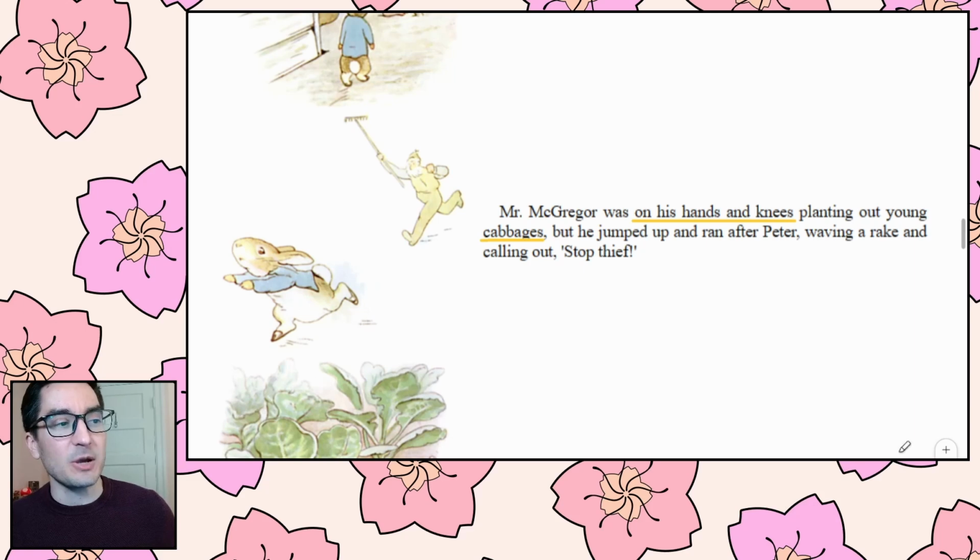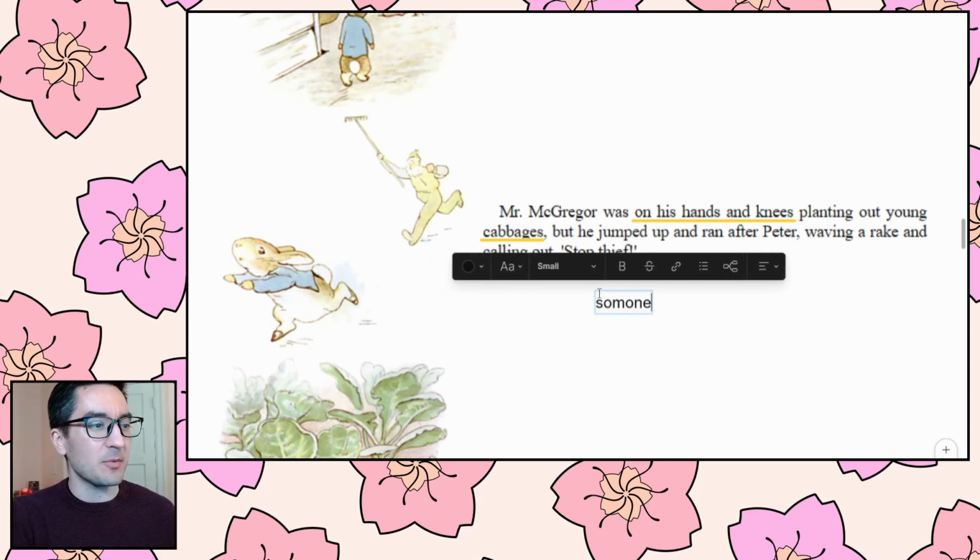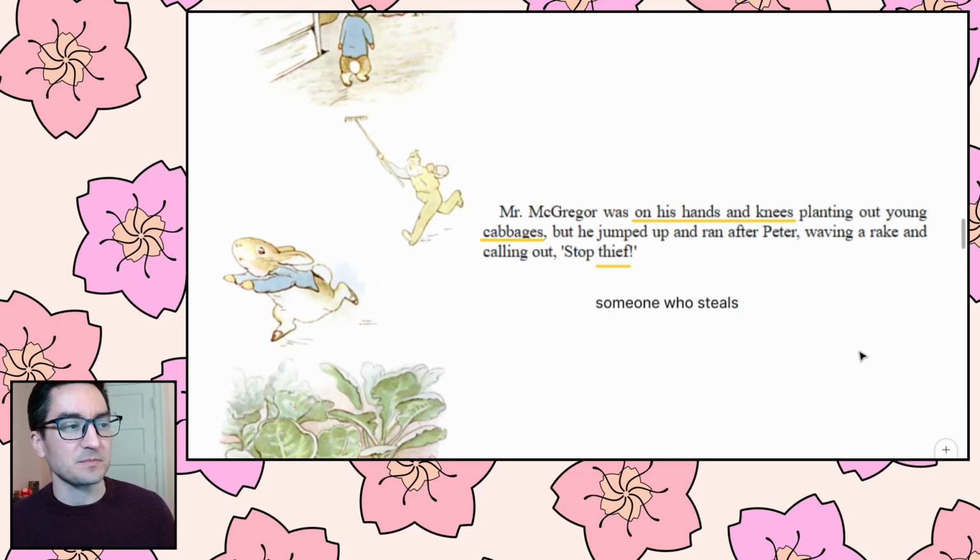Okay? He jumped up and ran after Peter, waving a rake. This thing over here is called a rake, and you use it to pick up leaves or to clean the soil on a farm. So he's waving a rake and calling out, "Stop, thief!" And a thief is someone who steals things. Someone who steals is a thief. Why is he a thief? Well, those vegetables were Mr. McGregor's vegetables, and Peter ate some of them, right?